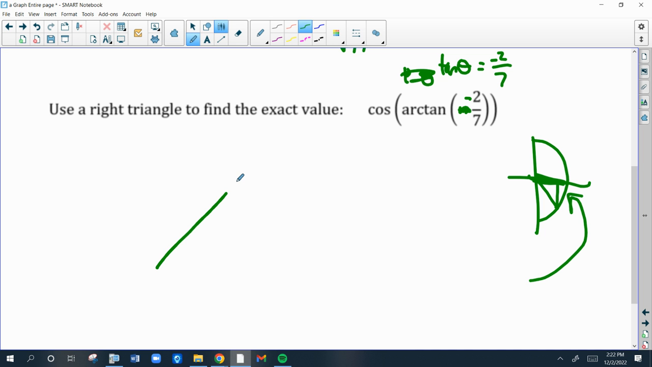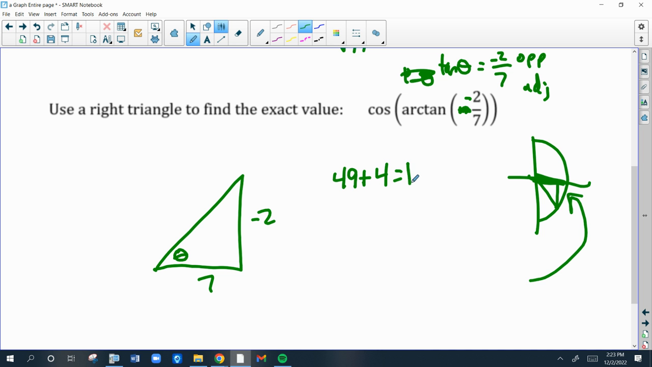When you draw your triangle, you can be sure that the y is the -2, opposite over the adjacent is 7. So tangent is opposite over adjacent. So -2 is opposite, adjacent is 7. This was our angle. We need to find the cosine of that angle. We need the hypotenuse. So again, Pythagorean theorem, 7 squared plus (-2) squared equals the hypotenuse squared. So the hypotenuse equals the square root of 53.